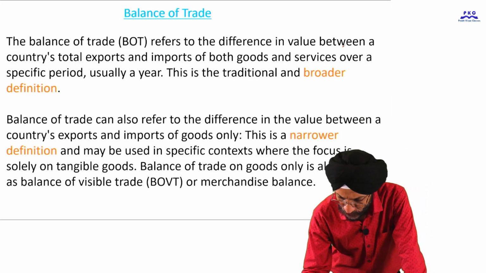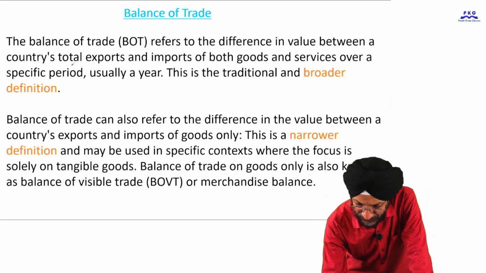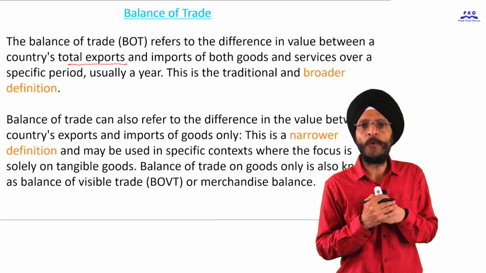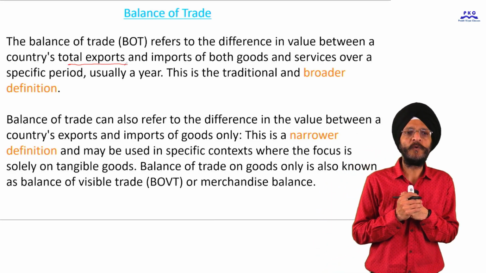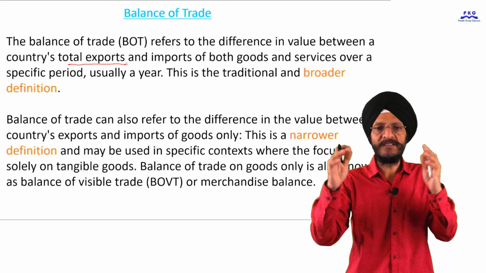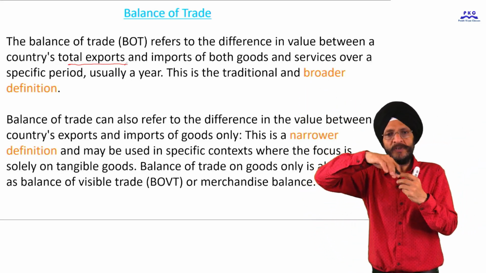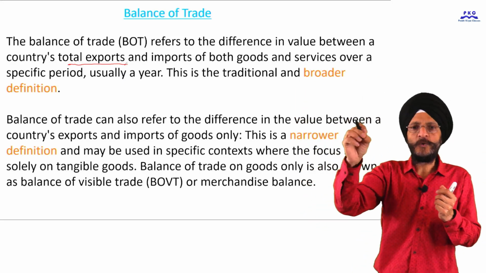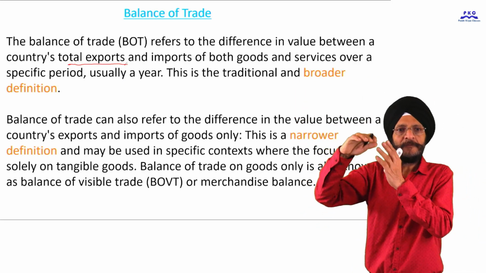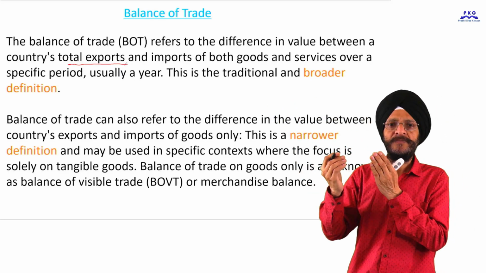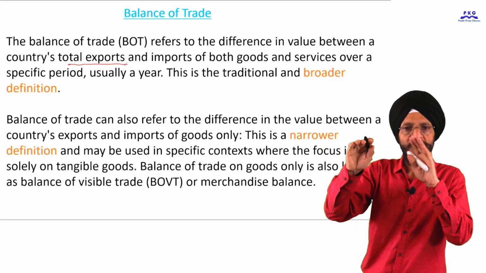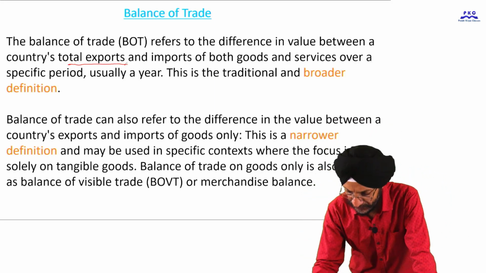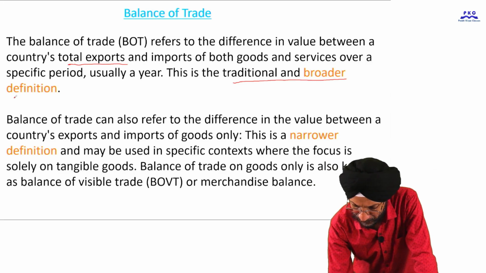Balance of trade refers to the difference in value between a country's total exports and imports of both goods and services over a specific period, usually a year. That is, whatever we export during 1 year to the rest of the world regarding goods and services, and whatever we import from the rest of the world, the difference between the two is known as balance of trade. This is the traditional and broader definition.